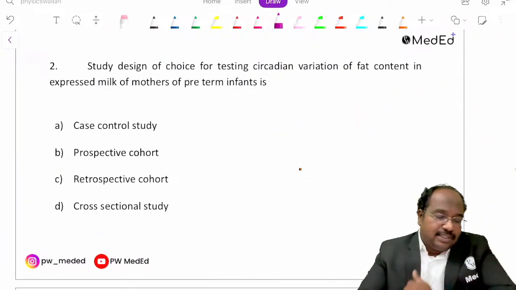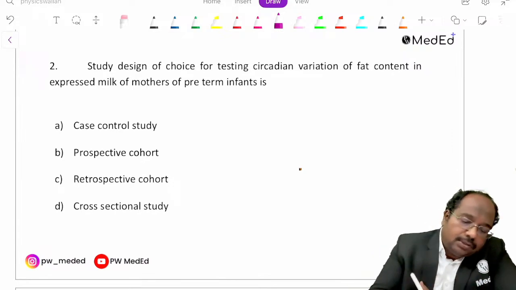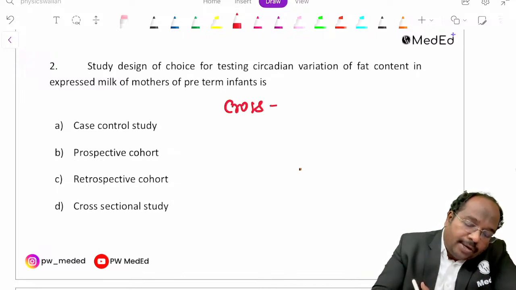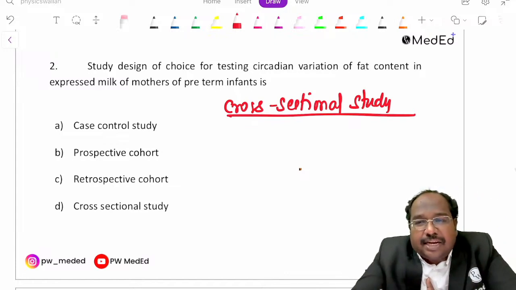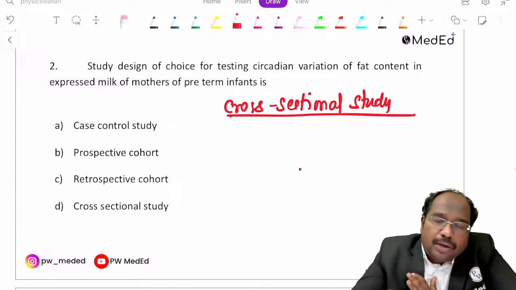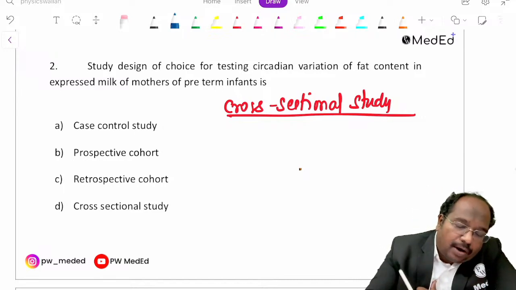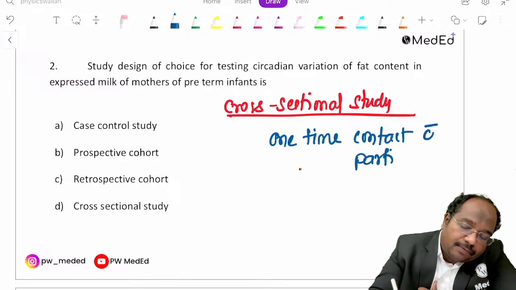Okay, so we'll see the study design of choice for testing circadian variation of fat content. We'll start here. Various study designs you will see. What is a cross-sectional study? A cross-sectional study means I am doing a study on only one group to find out prevalence. Usually you will have one-time contact with the participant.